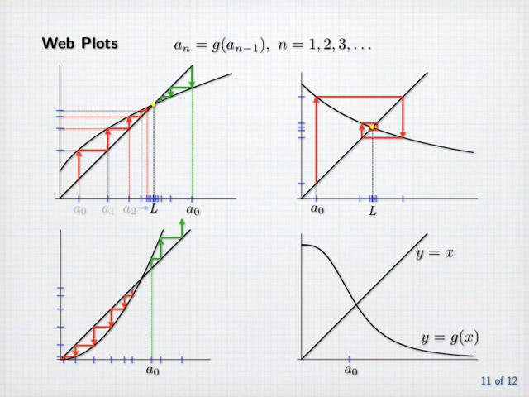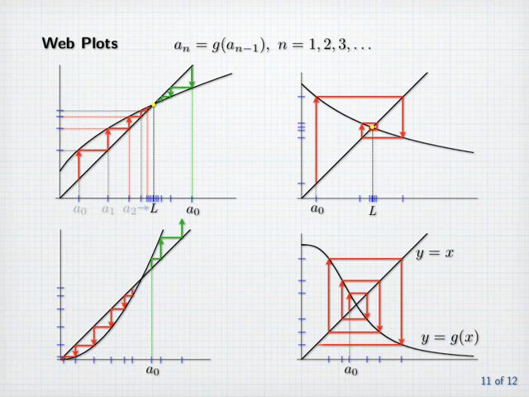We begin the web plot by drawing a vertical segment from the line y equals x up to the graph of g, followed by a horizontal segment over to the graph of y equals x, followed by a vertical segment down to the graph of g, and so on, and it becomes evident that the sequence is moving away from the x-coordinate of this point of intersection, and doing so in a manner that is not monotonic. In fact, the web plot is spiraling out away from that point of intersection.